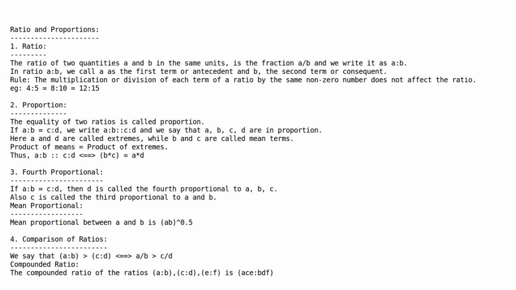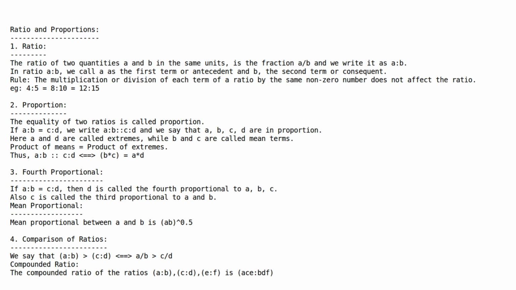There is a rule in ratio: the multiplication or division of each term of a ratio by the same non-zero number does not affect the ratio. For example, we take A is to B. A times 2 is to B times 2 is also the same, which is equivalent to A is to B. And A divided by 2 is to B divided by 2 is equivalent to A is to B.